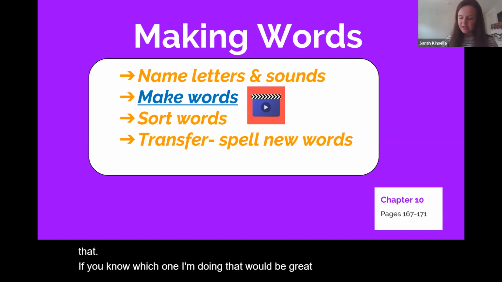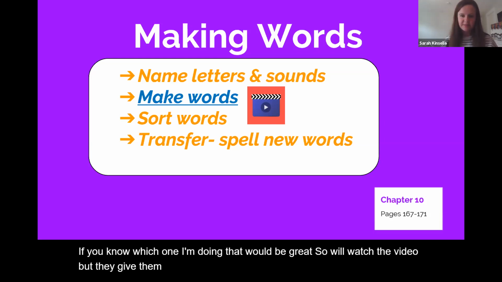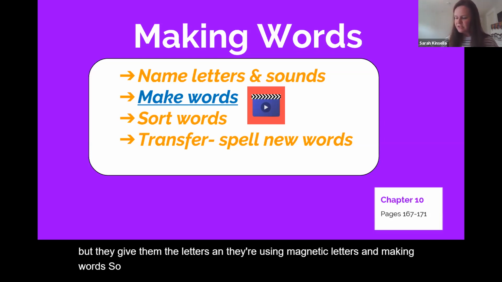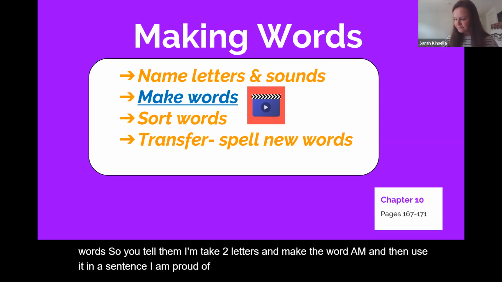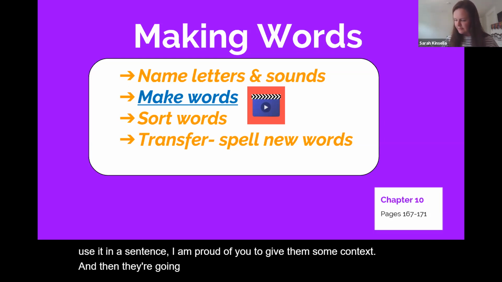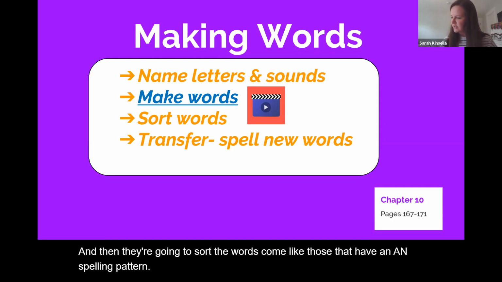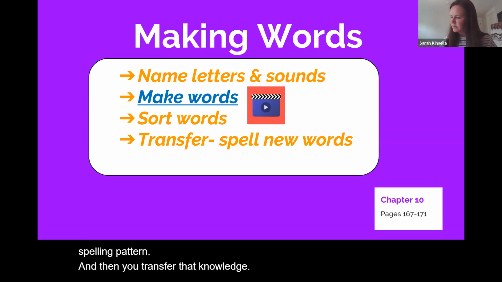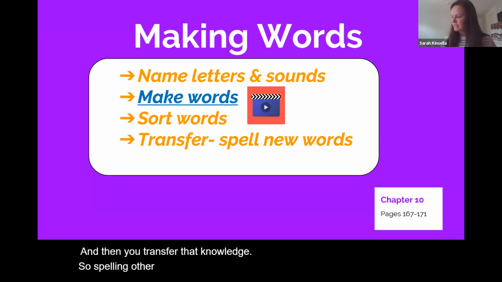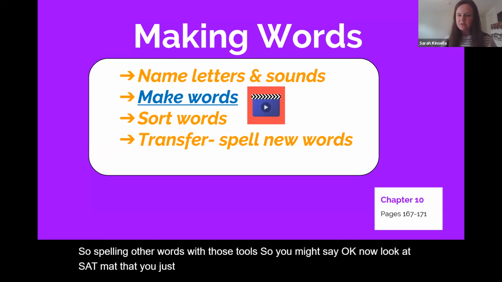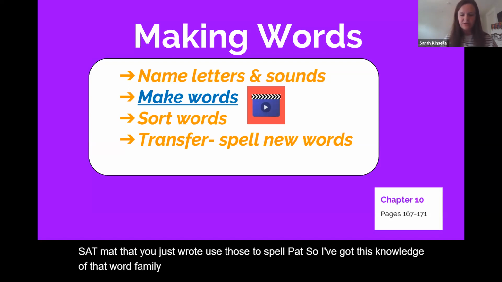So we'll watch the video, but they give them the letters, and they are using magnetic letters and making words. So you tell them, take 2 letters and make the word am, and then use it in a sentence. I am proud of you, to give them some context. And then they're going to sort the words, like those that have the an spelling pattern. And then you transfer that knowledge, so spelling other words with those tools. So you might say, okay, now look at sat, mat that you just wrote, use those to spell pat. So I've got this knowledge of that at word family. Now I'm gonna make a new word.